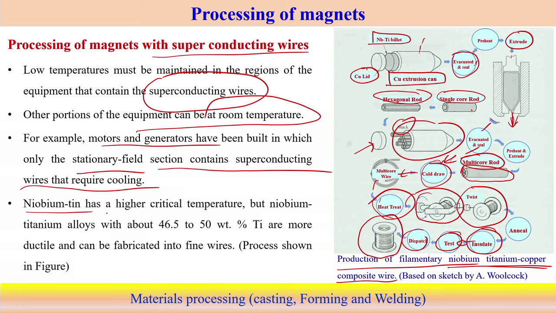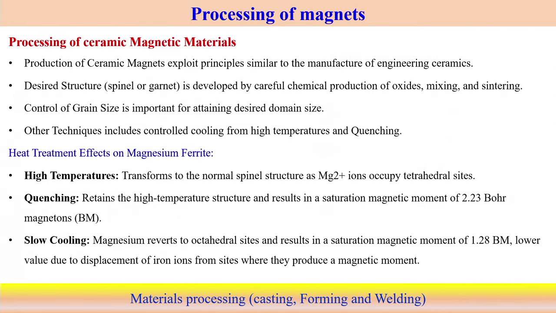In this process we see niobium tin has the higher critical temperature, but niobium titanium alloy with 46.5 to 50% titanium is more ductile and can be fabricated into fine wire. So when you try to make fine wire, one point you have to keep in mind is that the material should have good and appropriate ductile property, such that we will be able to process it through drawing or metal forming operations. That is the main thing to produce this kind of conducting wire.